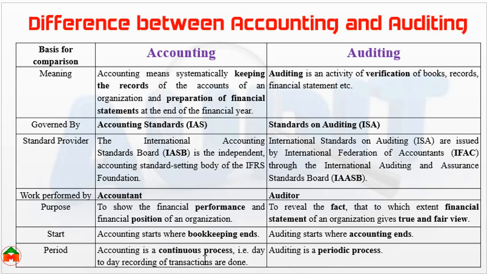Accounting is a continuous process. Accounting is maintained every day to record the transactions and after a while to prepare the financial statements. But auditing is a periodic process. It starts after a particular period, whenever there are financial statements prepared by the accounting system. So these are the differences between accounting and auditing.